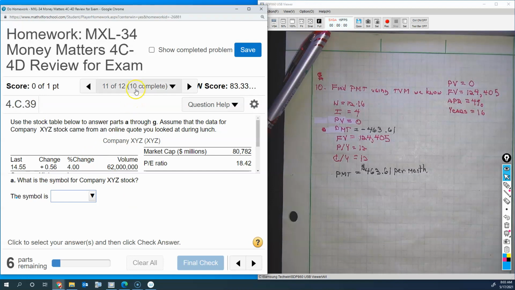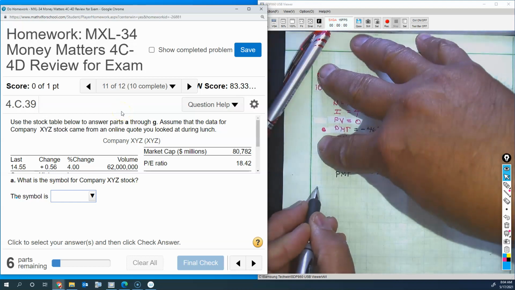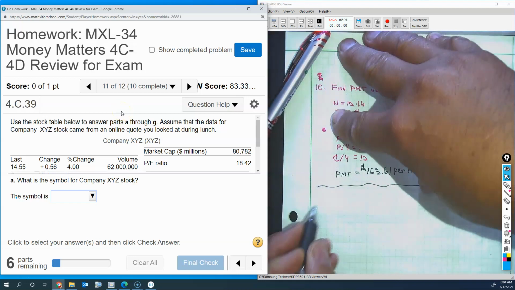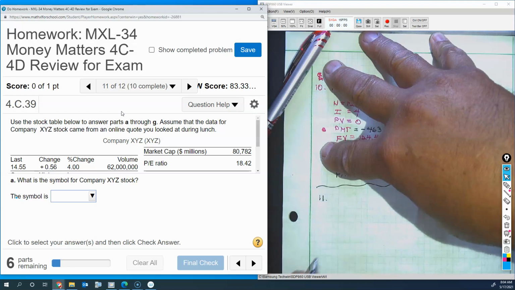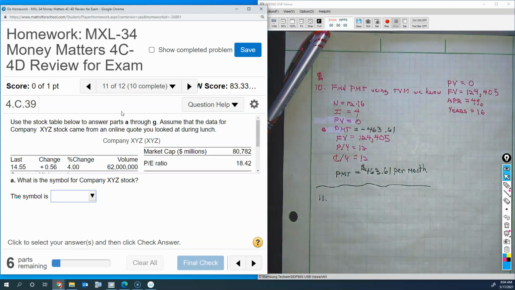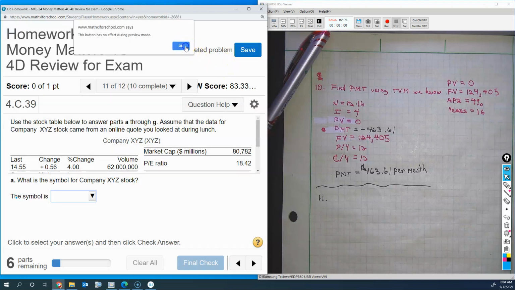All right, I'll go over the final two tomorrow because this is the stock one. This takes a little bit of time. You might already know how to do it, but we'll do it tomorrow. So 11 we'll do tomorrow, and then 12 with the future value and the final value we'll do tomorrow. Save.